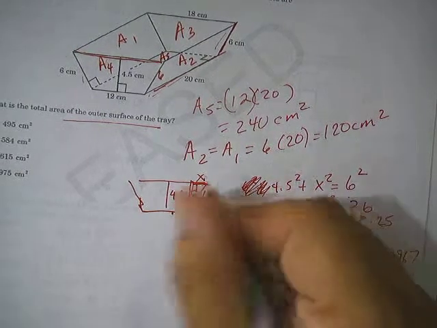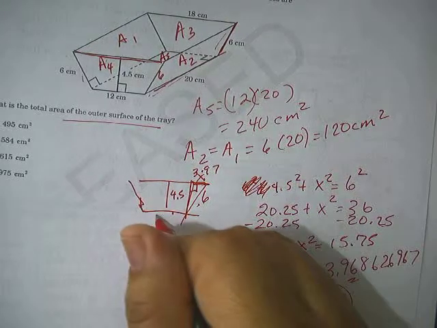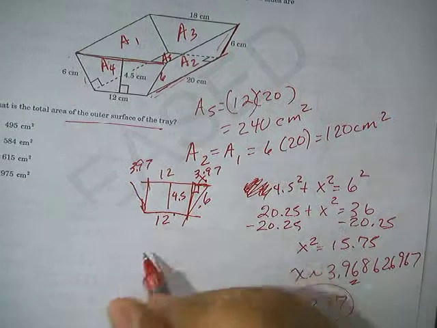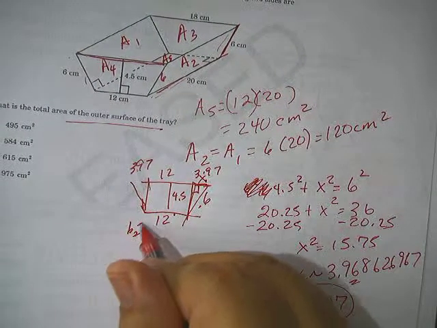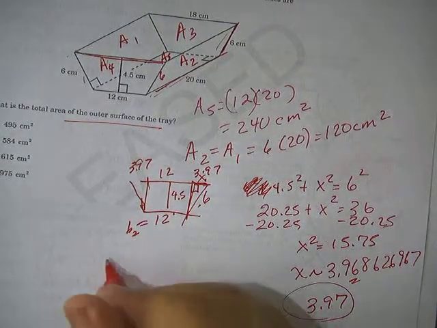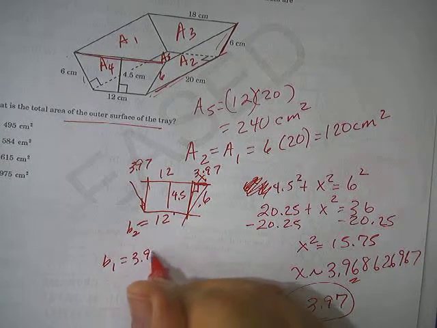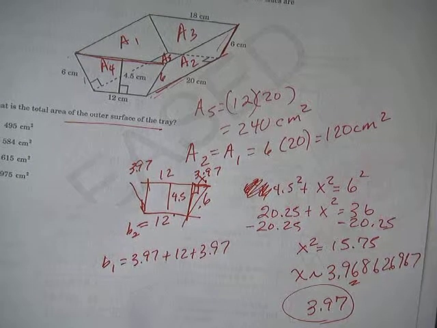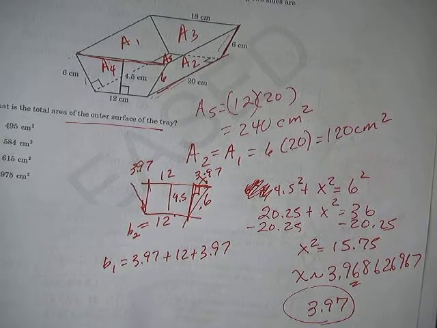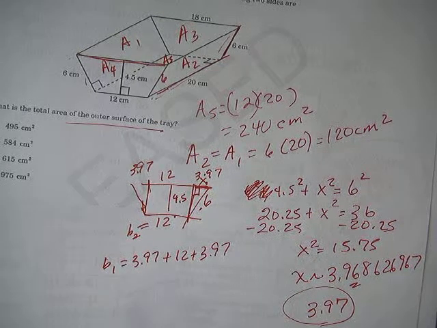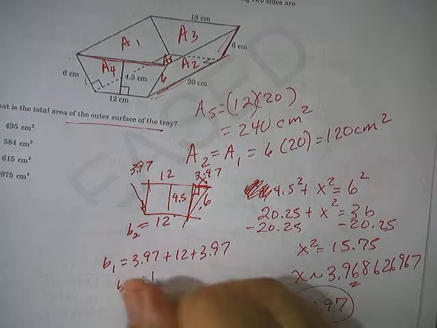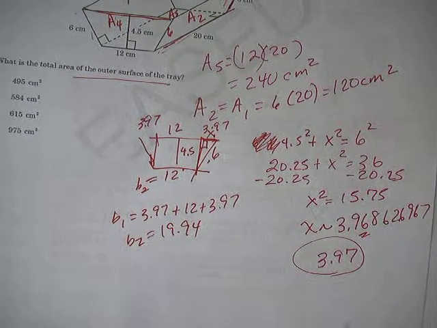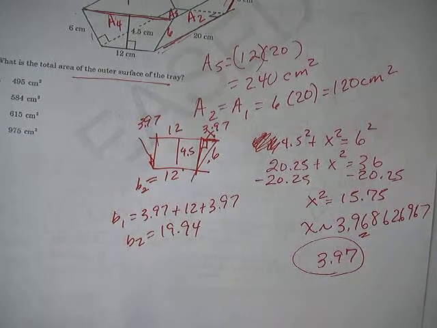So if this is 3.97, and this is 12, and that's 12, and that's 3.97, I can say base 2 for the bottom of my trapezoid is 12. Base 1 equals 3.97 plus 12 plus 3.97. And I'm getting base 1 is 19.94. I think if I had put in 20, my answer would be very similar. And in fact, I probably will do that. But we'll leave it for right now.